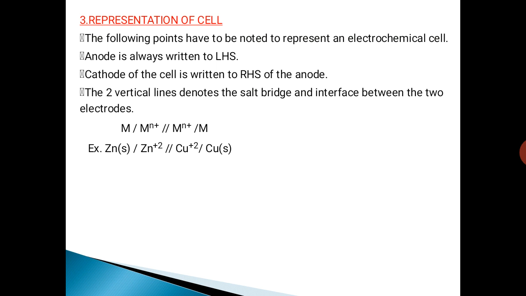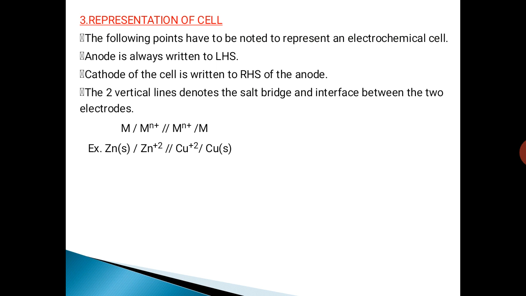So we are discussing here generally. If in the numericals we are mentioning the concentration and all, then we need to write the concentration too. After writing the metal ion, we must write the concentration in brackets. That we'll understand when we solve the numerical.